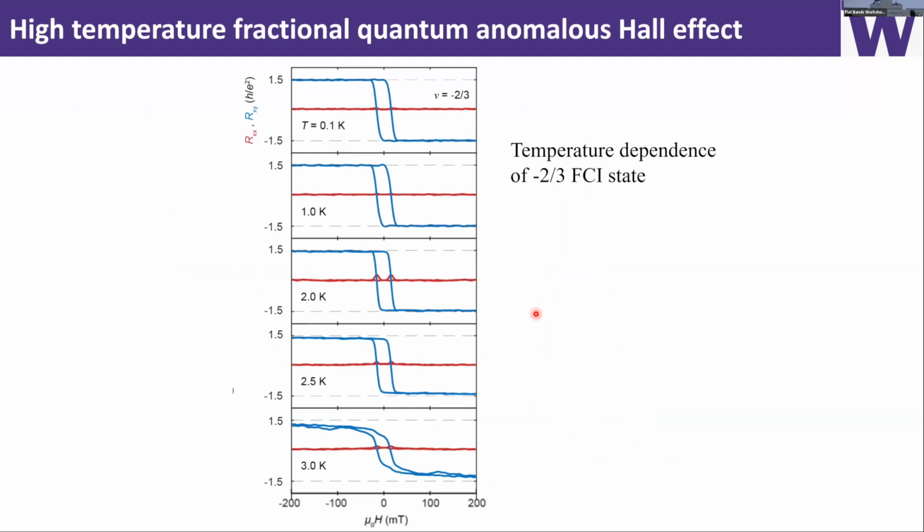And as with the quantum anomalous Hall effect I talked about at filling minus 1, the fractional quantum anomalous Hall effect also has a high temperature in the system. For example, here I show you the temperature dependence of the RXY and RXX measurements at this minus 2/3 FCI state. You can see that the quantization is still pretty good at 2 kelvins. So this is actually a remarkable temperature. If you're familiar with the fractional quantum Hall effect, I'll talk to you at the end about why I think it's remarkable at 2 kelvins.